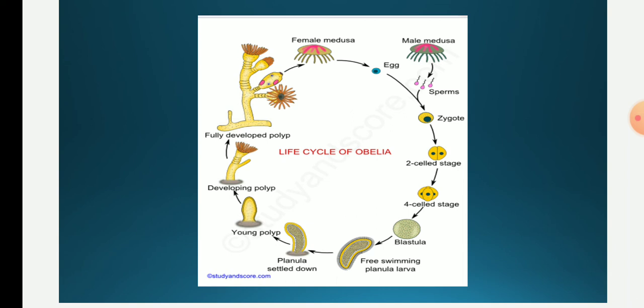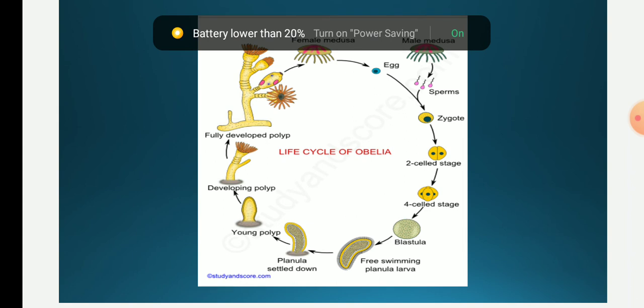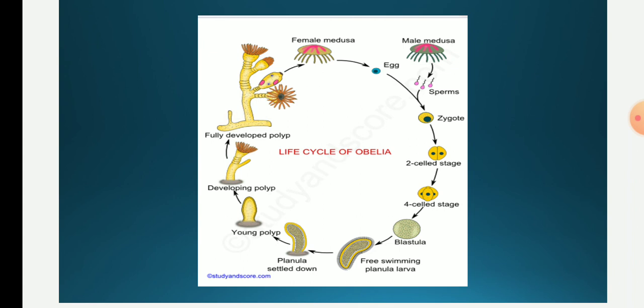Whereas blastostyle, the other form of the Obelia, is called reproductive in function because it gives rise to the medusa zooid, which is involved in sexual reproduction. Plus it also helps in asexual reproduction.